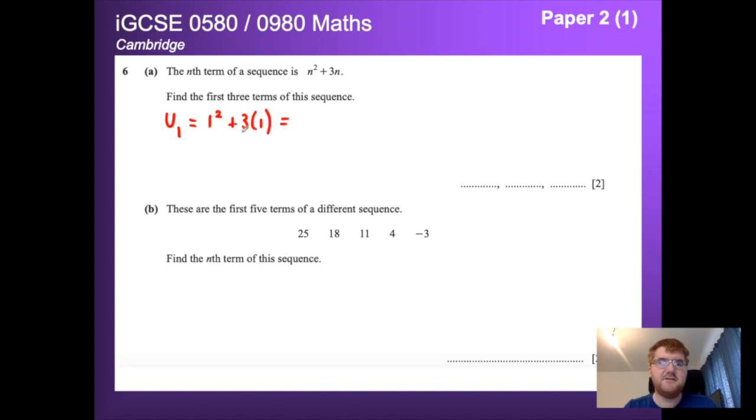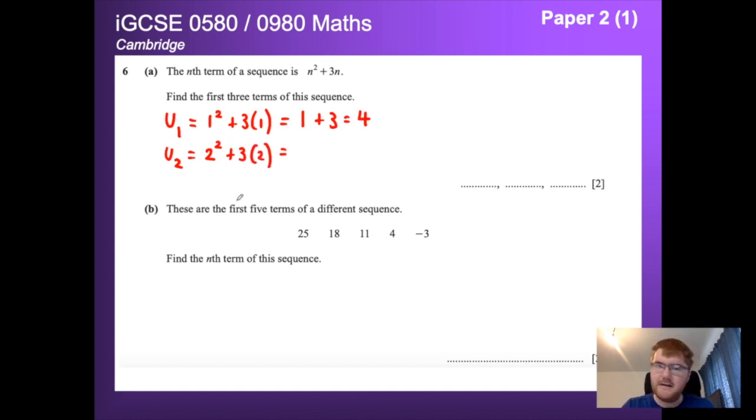And let's just think this through. So 1 squared is equal to 1. 3 times 1 is equal to 3. And 1 plus 3 is equal to 4. And I'll be very systematic about doing this. So the next term of the sequence, we're going to find the second term. Wherever I see an n, I'm going to put a 2. So we get 2 squared plus 3 lots of 2.